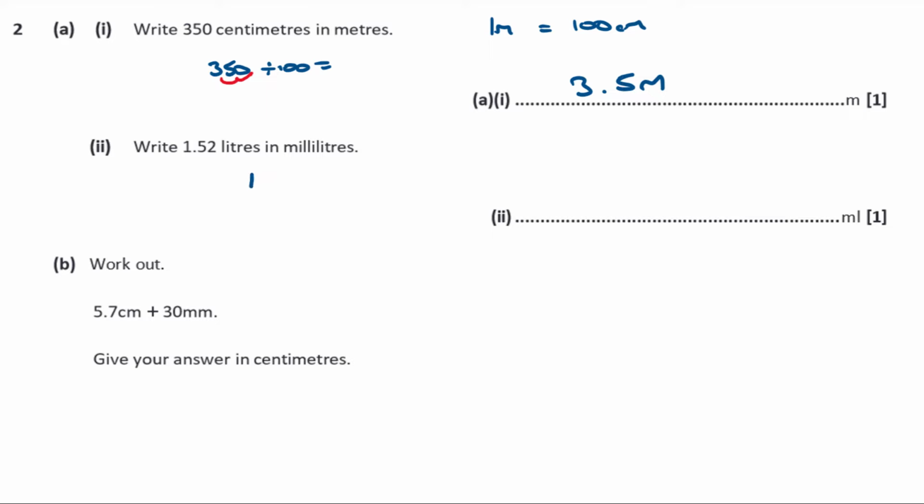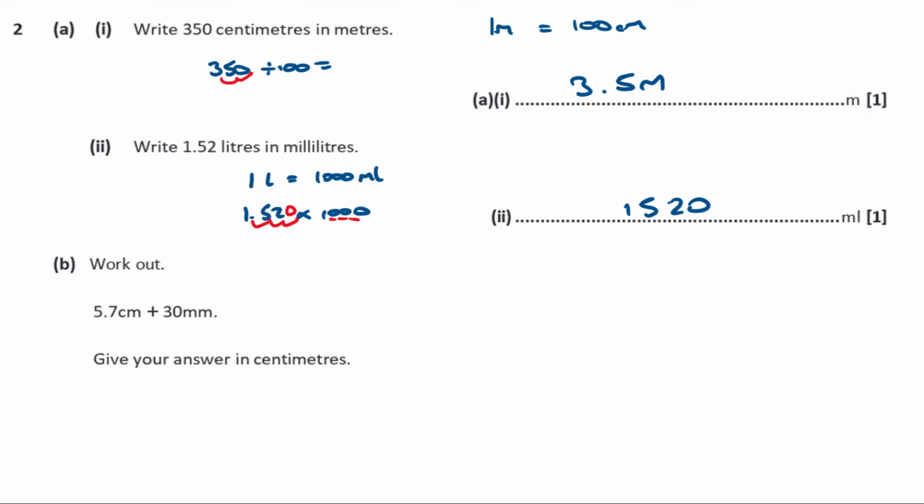Right, 1.52 liters in milliliters. 1 liter is the same thing as 1,000 milliliters, isn't it? Okay, so to convert from liters to milliliters, we need to multiply by 1,000. Or in other words, shift the decimal point 1, 2, 3 places. 1, 2, 3. Just put an extra 0 in there, and it's going to give me 1,520 milliliters.